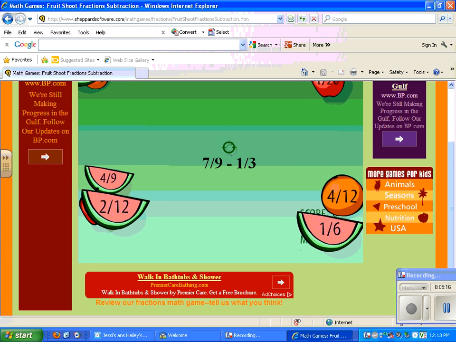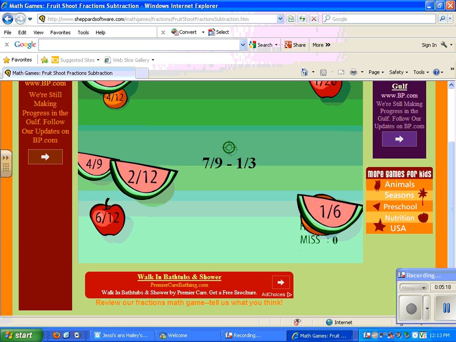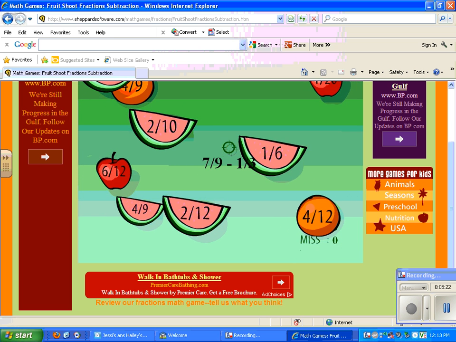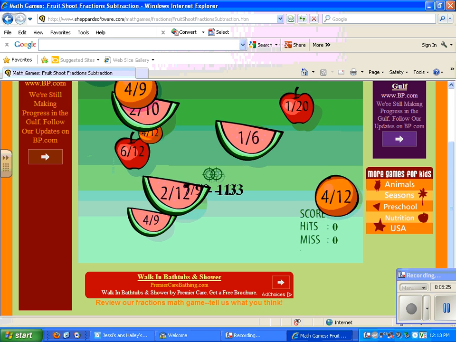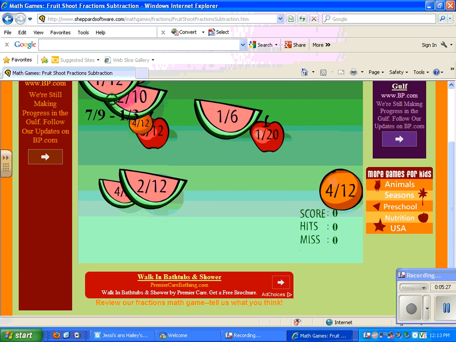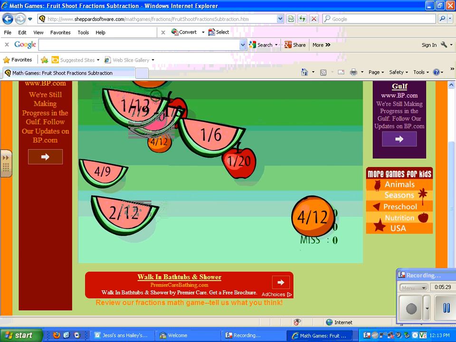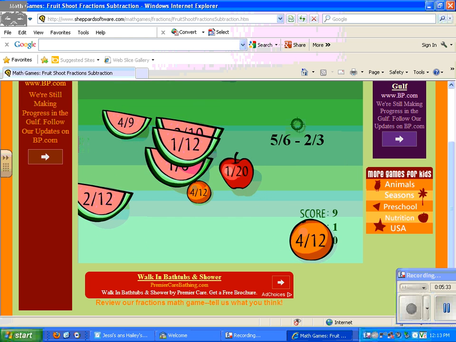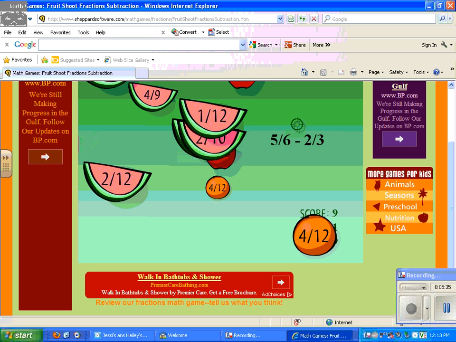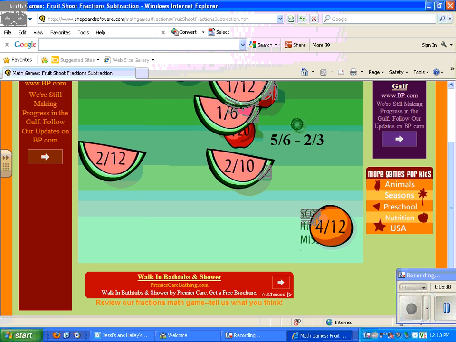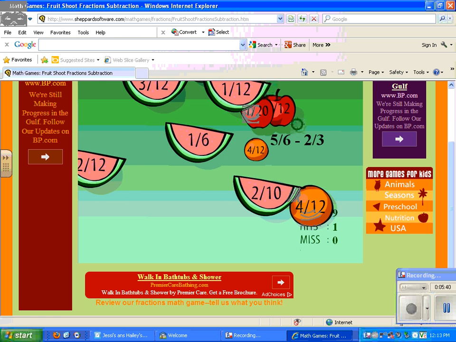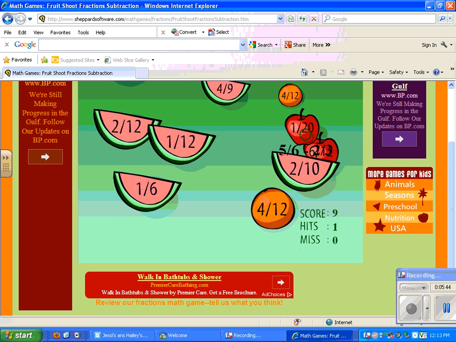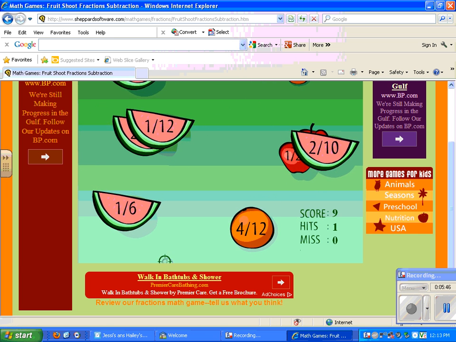So, 7/9 minus 1/3. You have to times 1/3 by 3, and it equals 7/9 minus 3/9 equals 4/9. And it's the orange. 5/6 minus 2/3. You're going to multiply 2/3 by 2 to get this common denominator. 5/6 minus 4/6 is 1/6.